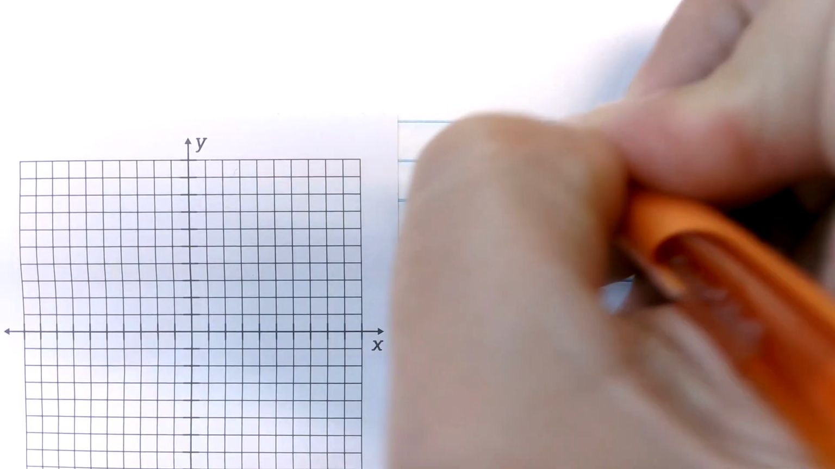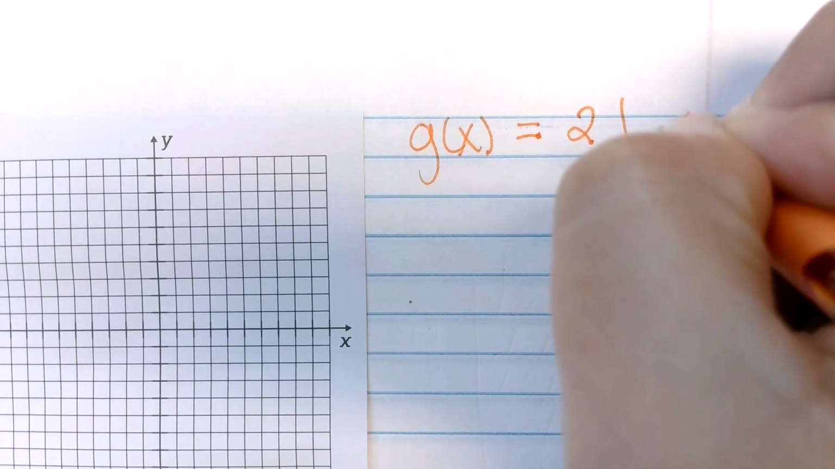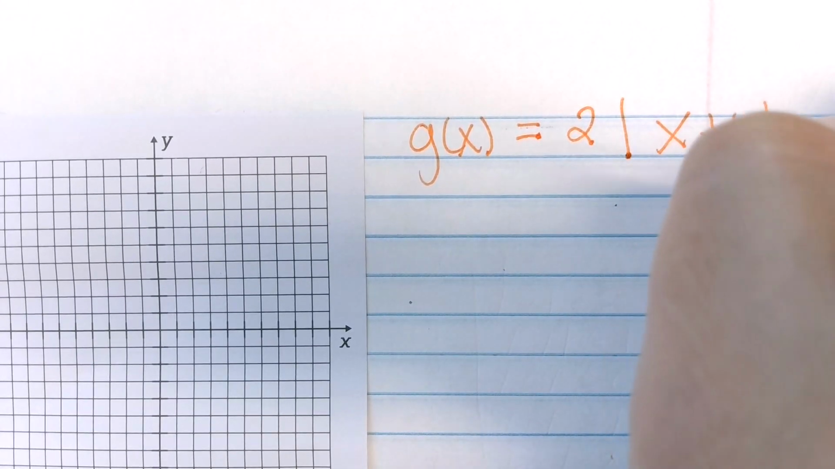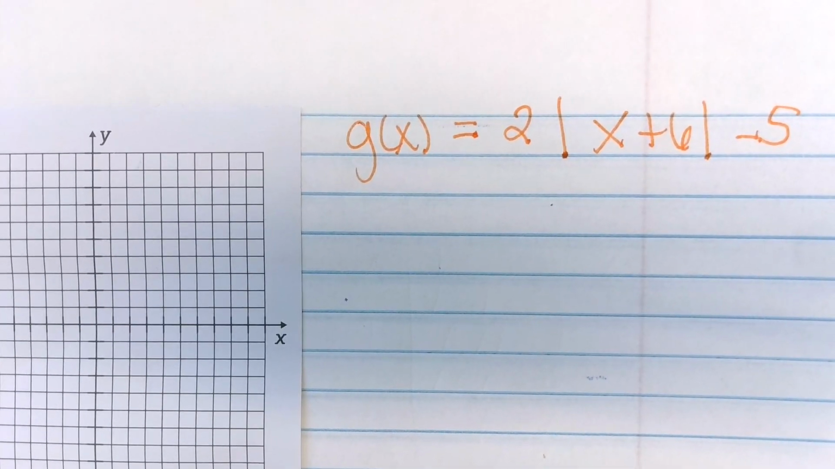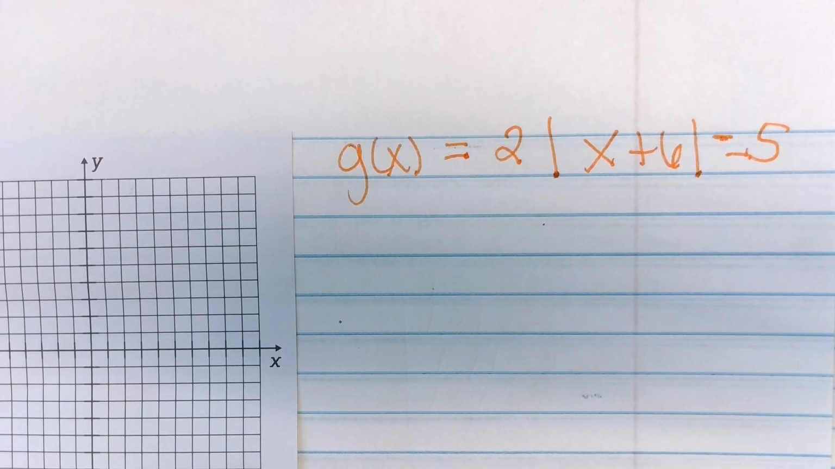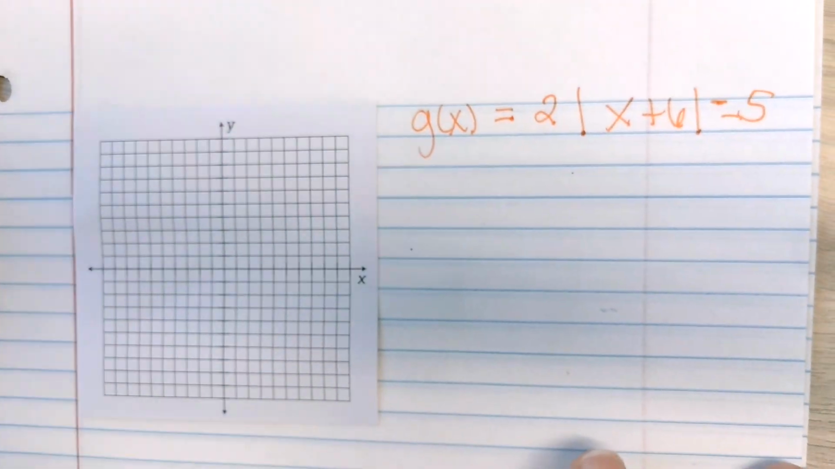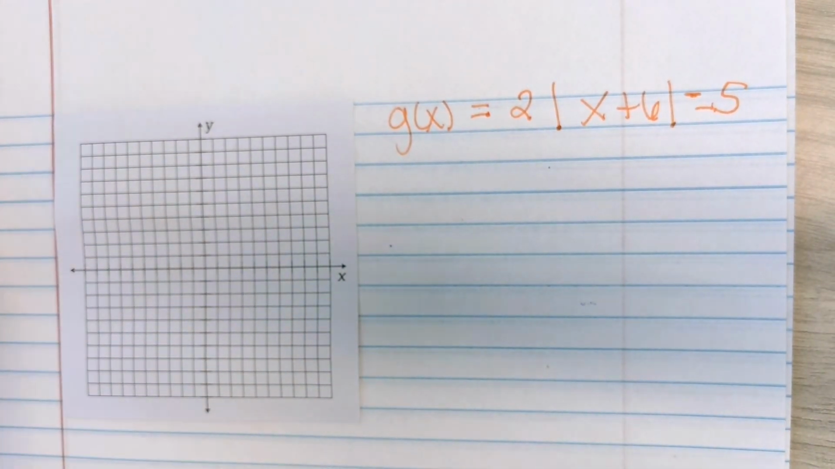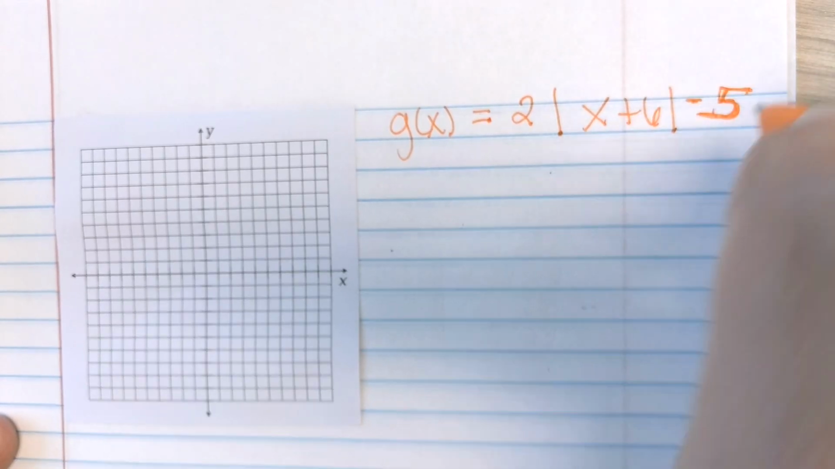This time, g of x is equal to 2 times the absolute value of x plus 6, minus 5. Okay. That should just be a minus 5. I got a little crazy over here with my 5.